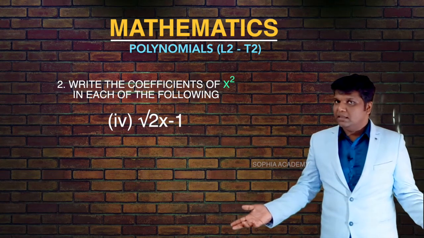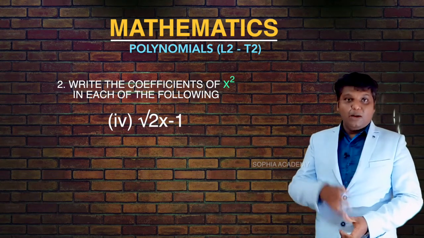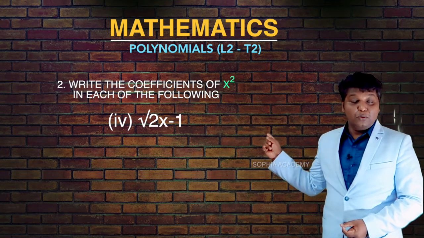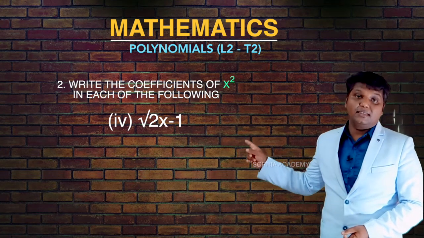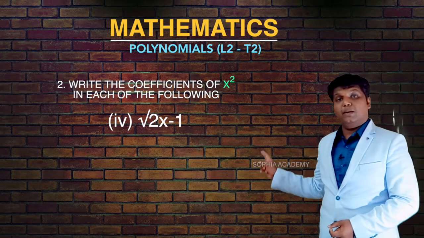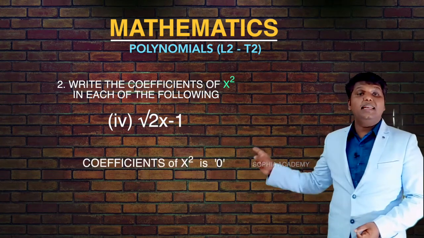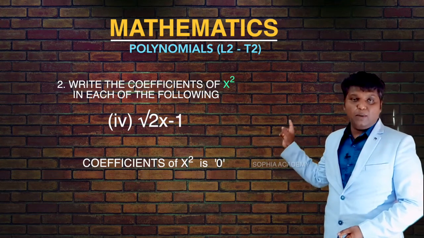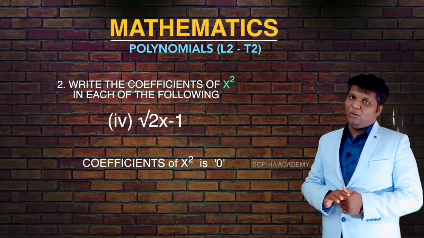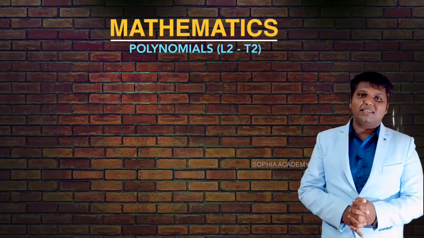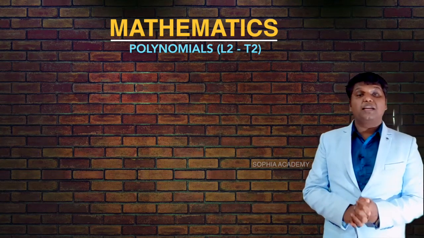That means there is no term, that means there is no coefficient. Okay, don't write it as root 2. That's why I told you initially, don't write it as x square root 2, because it is the coefficient of x. Actually, we want the coefficient of x square, and here the term is missing. So we will say the coefficient of x square in root 2x minus 1 is 0 because there is no term. Hope you understood. This is the way to understand what the coefficient of the given term is.